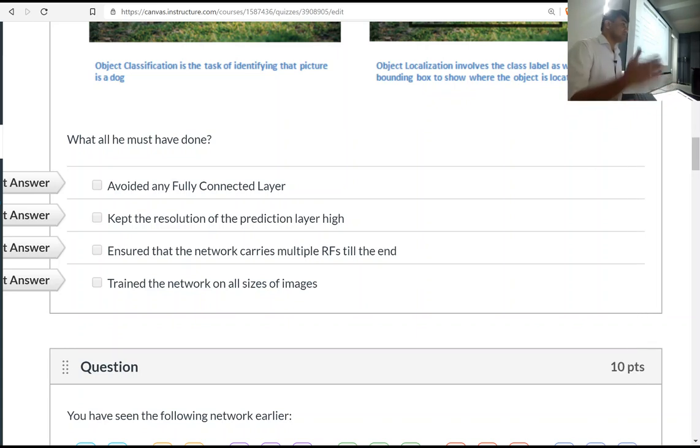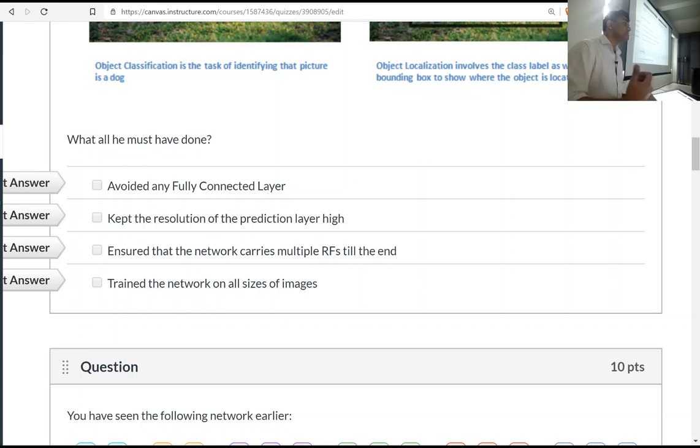This is not as high as, let's say, semantic segmentation, which literally has 400 cross number of classes. But this is still very high: 13 cross 13 cross 5 cross 25 if we have 100 classes. So it's a very dense prediction layer at the end. You have to make sure your network is carrying multiple receptive fields till the end. If you're not carrying multiple receptive fields, then you will not be able to predict most of the objects. If your only high receptive fields are in the final prediction layer, then it's going to be very difficult for predicting small objects. You have to train the network on all sizes of the images.